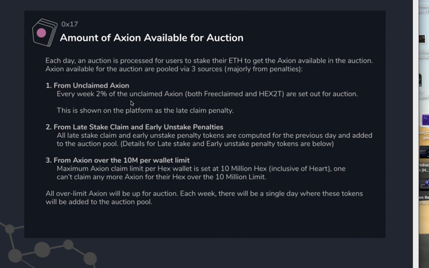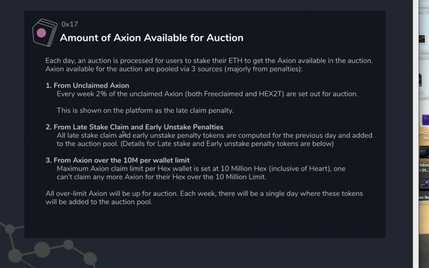Now we're really looking at the daily auction, and we've talked about some of the penalties that go into this auction. So each day an auction is processed for users to stake their Ethereum to get the Axion available in the auction. Axion available for the auction are pulled via 3 sources, alright? Majority from penalties. So from unclaimed Axion, every week 2% of the unclaimed Axion, both free claimed and Hex2T, are set out for the auction. This is shown on the platform as the late claim penalty.